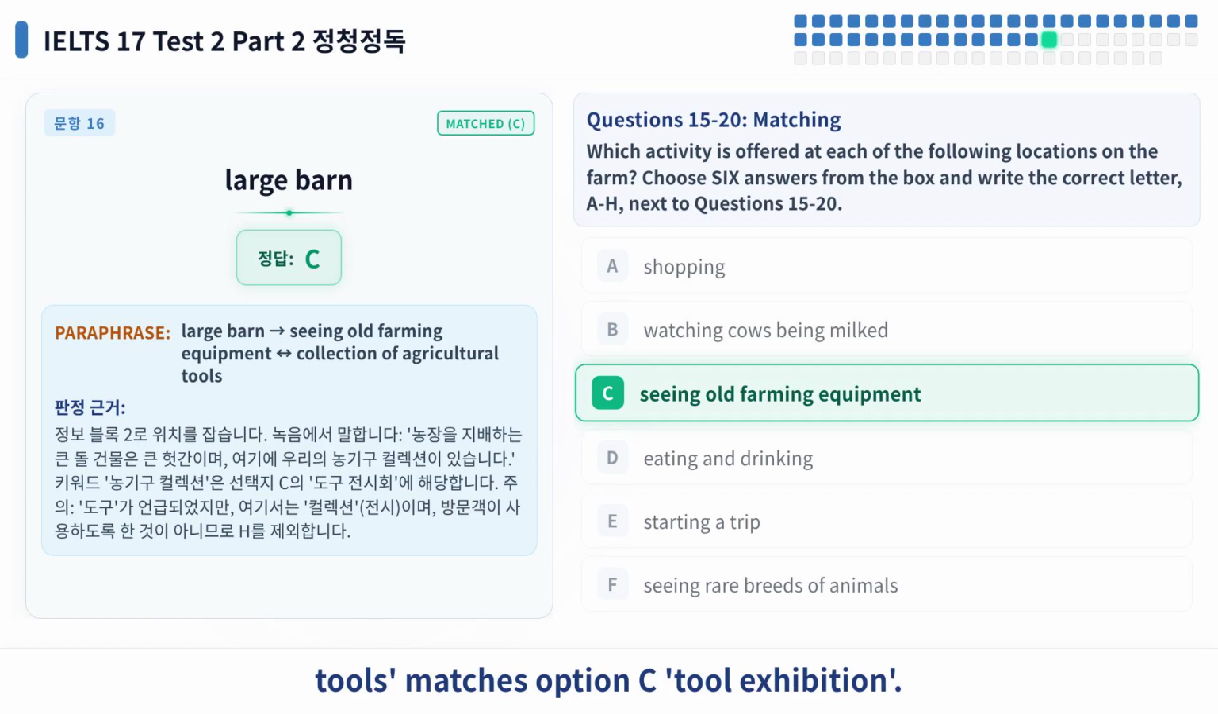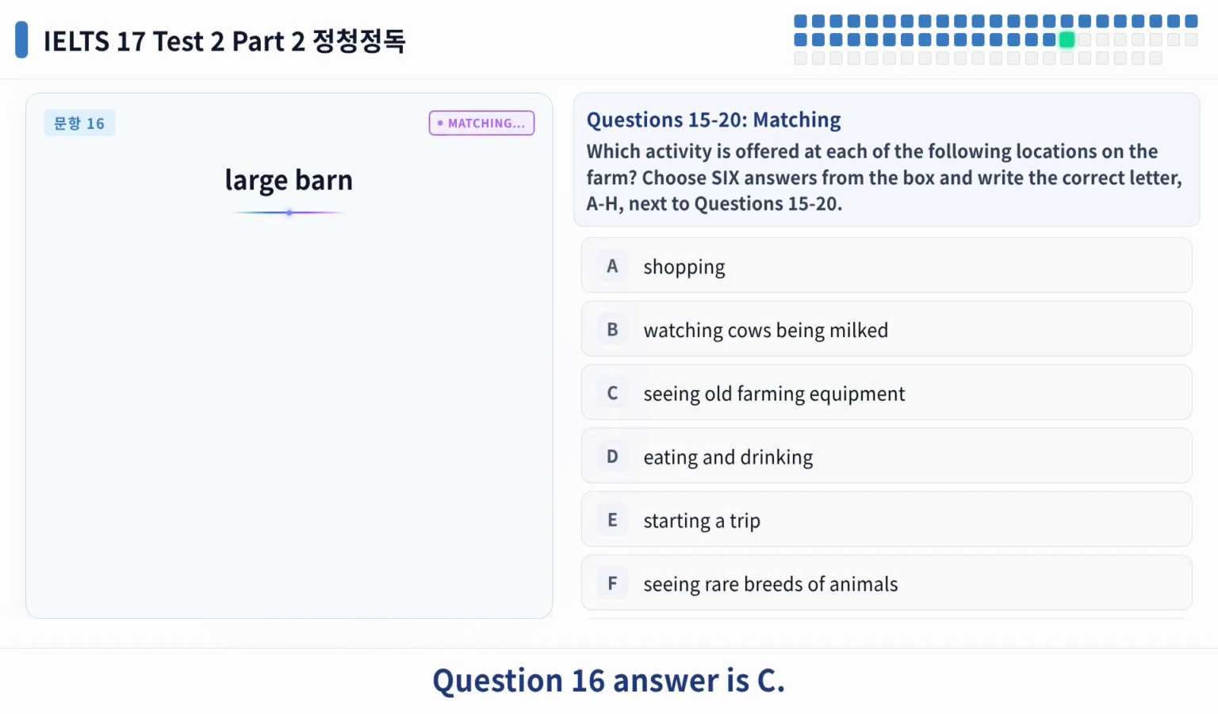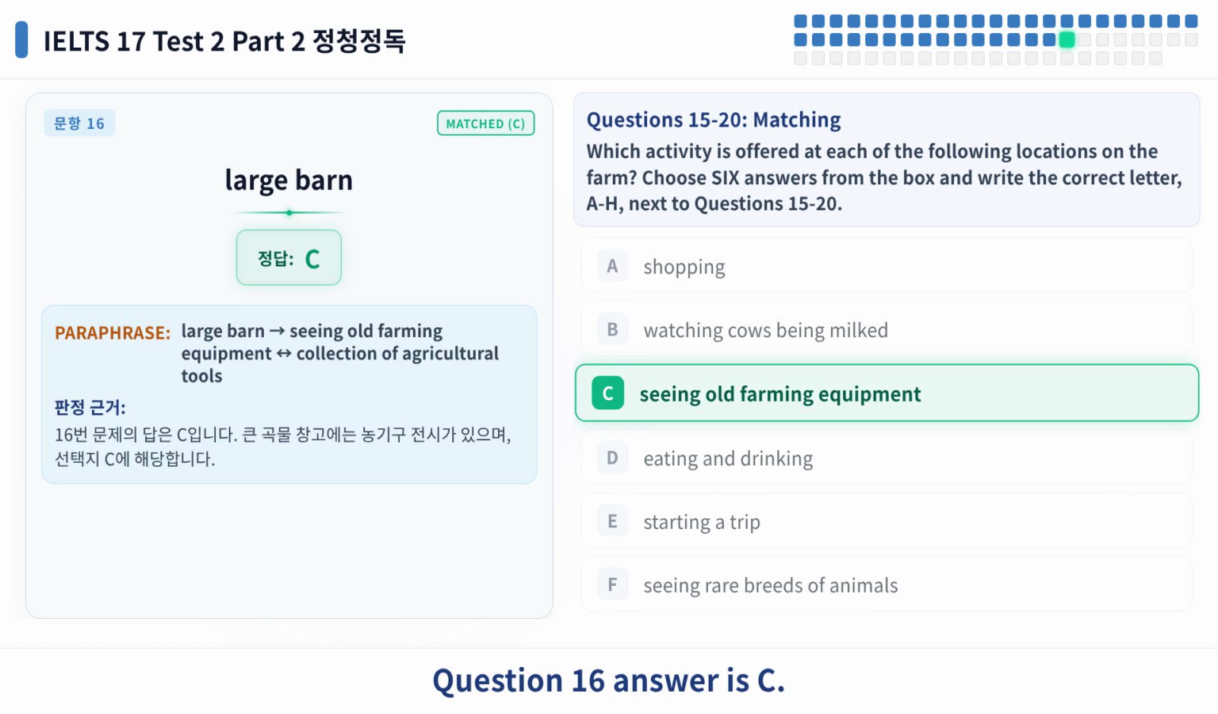Note, although tools is mentioned, it's a collection exhibition, not for visitors to use, so option H is excluded. Q16 answer is C. The large barn contains a collection of agricultural tools, matching option C.